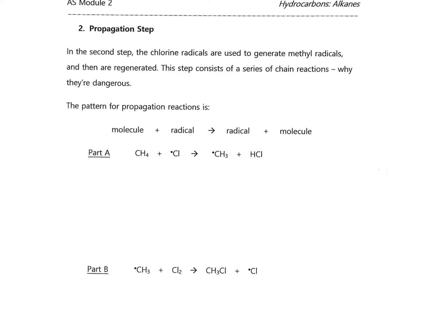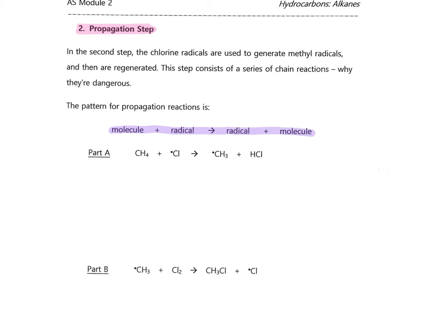The next step of the reaction is called the propagation step. And that's essentially where we've got a radical reacting with a molecule. And these type of reactions cause a radical to be regenerated. And so therefore this reaction just keeps going as a series of chain reactions. It's why they're quite dangerous, they're quite difficult to control. So the pattern for this step of the reaction is where a molecule reacts with a radical, and that produces a radical and a molecule.